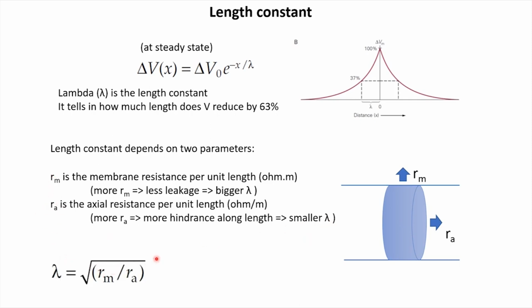given in this manner. So lambda is equal to square root of Rm over Ra, and since Rm has the units of ohm times meter and Ra has the units of ohm divided by meter, this term has the units of meter square, and after taking a square root, lambda gets the unit of meter.